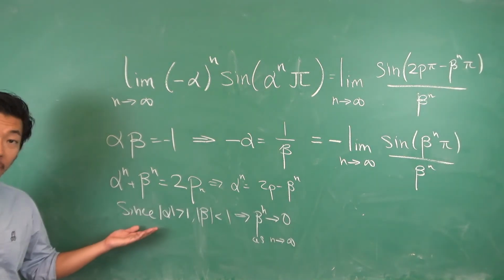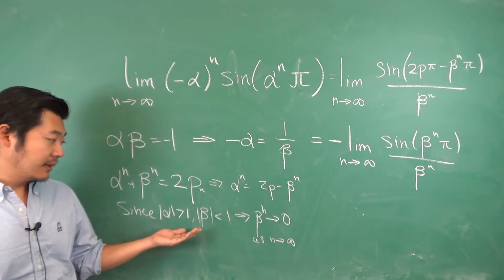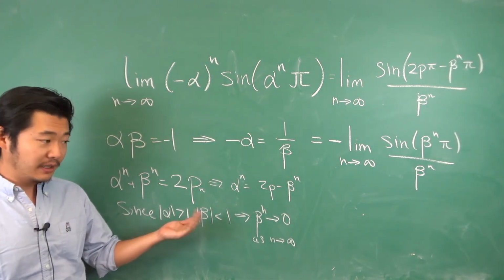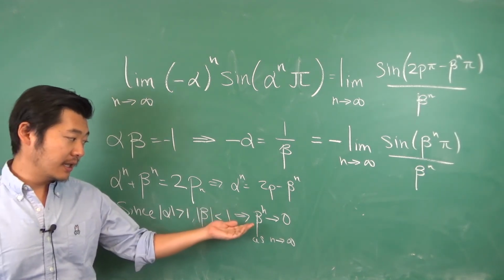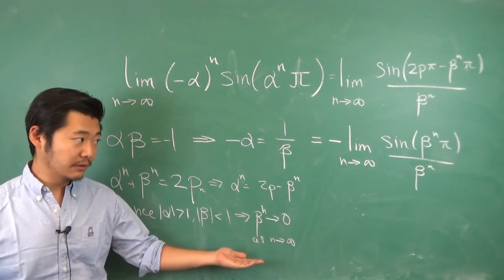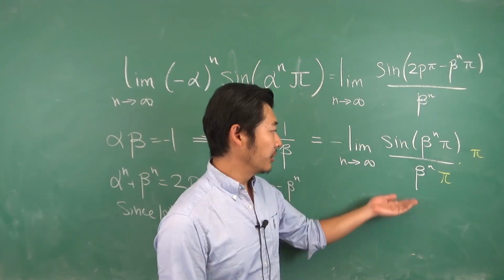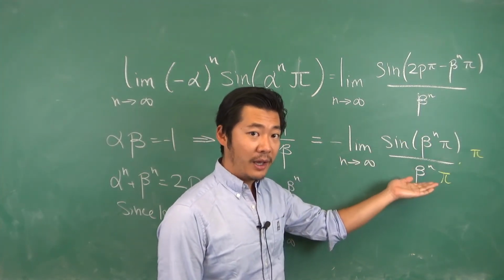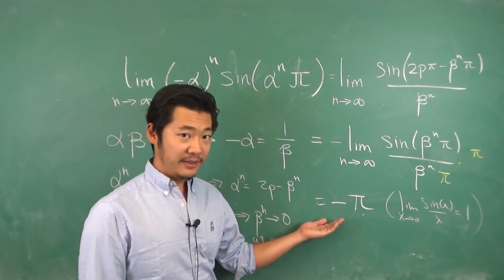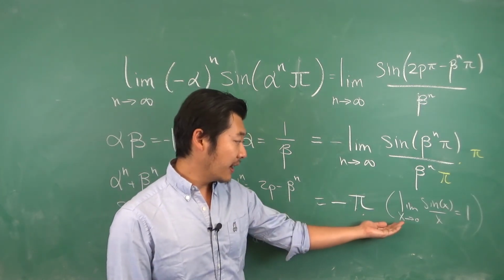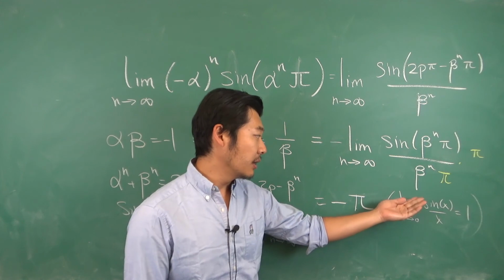Since alpha is greater than 1, that means that the magnitude of beta has to be less than 1, and so beta to the n will go to 0 as n goes to infinity. So when these go to 0, multiplying the top and bottom by pi, we have the limit is negative pi, where here we use the fact that the limit as x goes to 0 of sine x over x is 1.